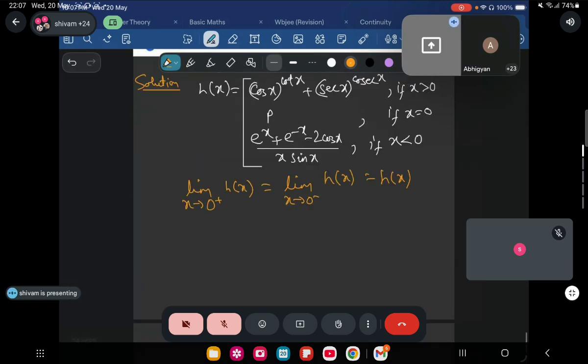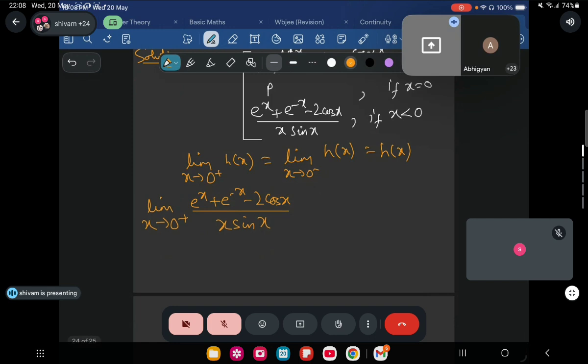Tell me, Abhigyan. So limit x tends to 0 of e to the power x plus e to the power minus x minus 2 cos x, divided by x sin x. So tell me, Abhigyan, how to find out this limit? Expansion of e to the power x. Okay, you can use expansion, not a problem. But I have a better method.